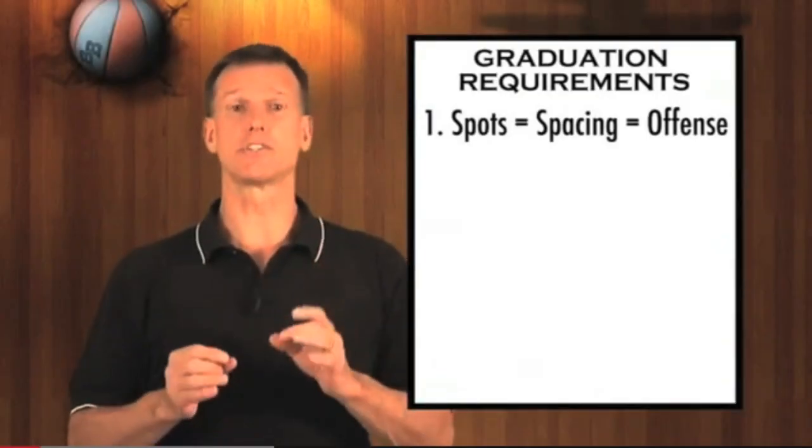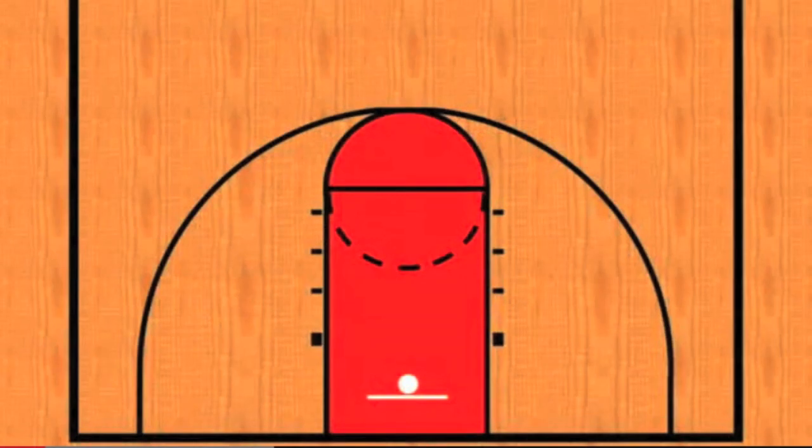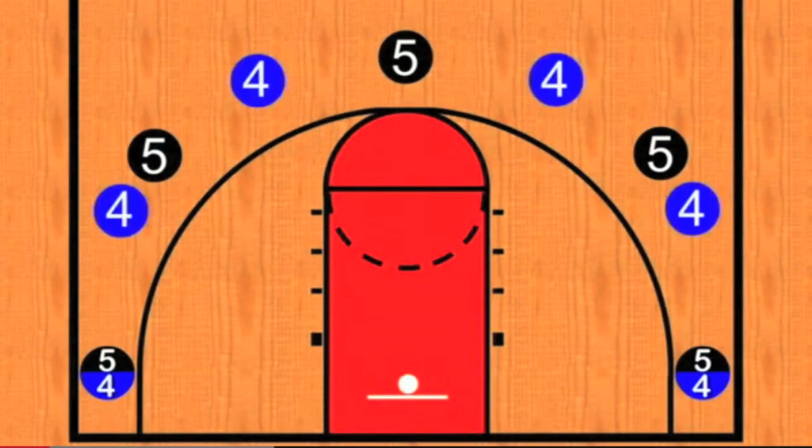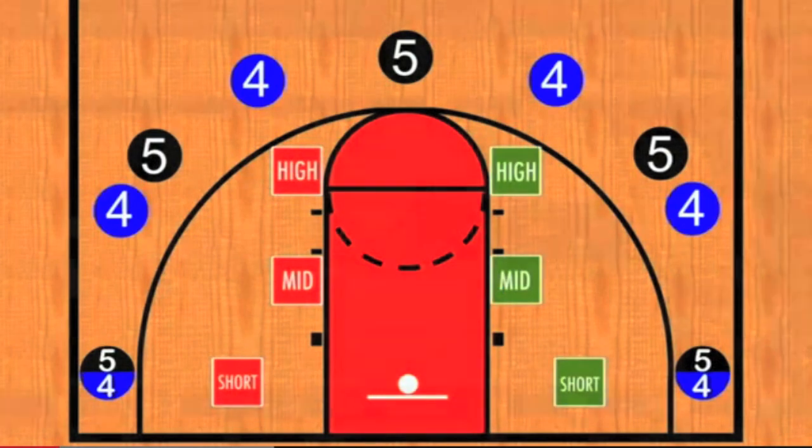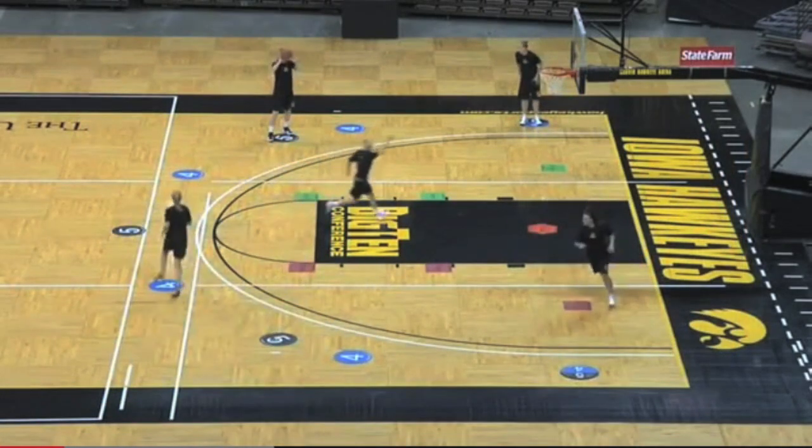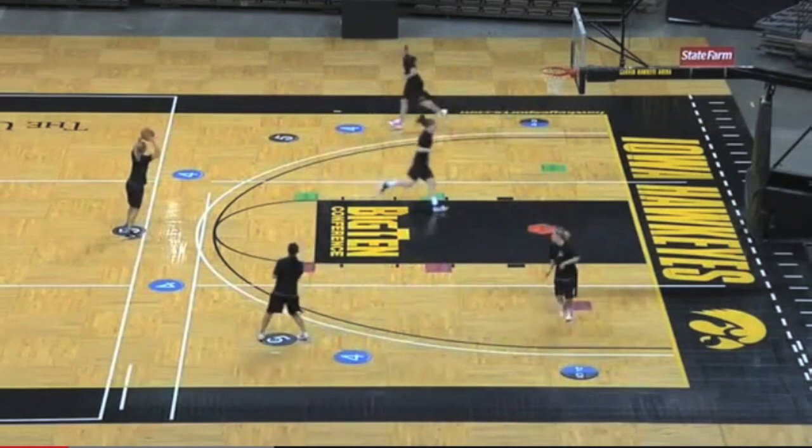Spacing and spots are synonymous. Since good spacing yields good offense, then learning how to use the spots is tantamount to learning good offense. Correct spacing is absolutely necessary for learning the read and react.